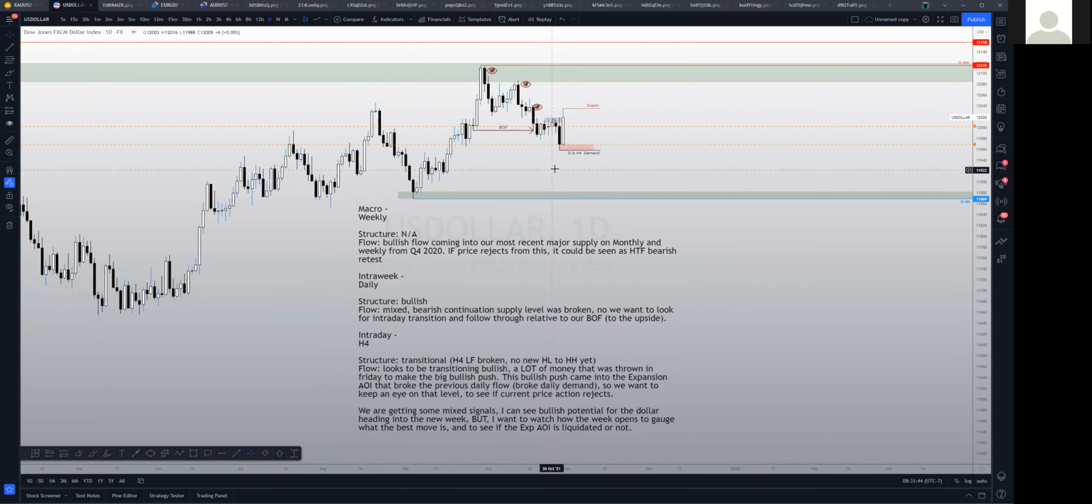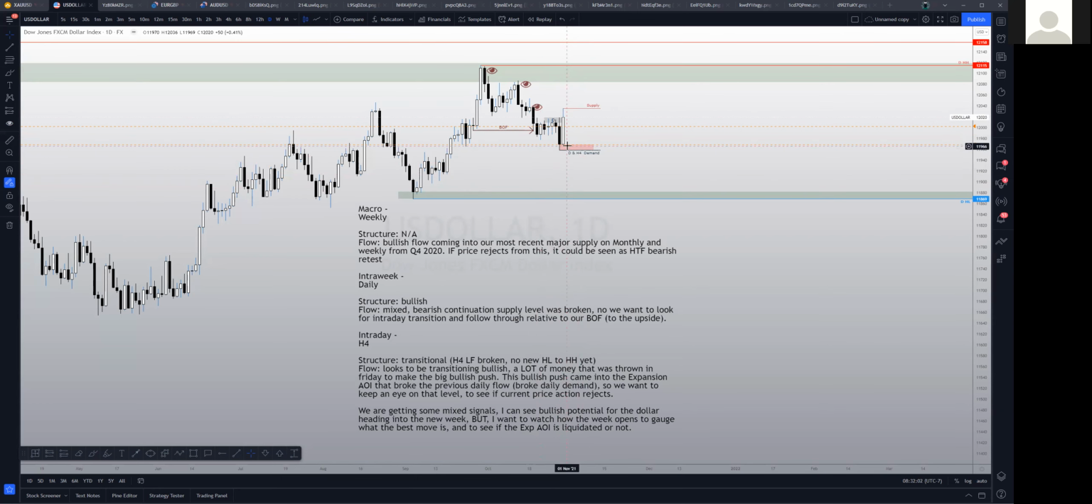So essentially, this supply was broken by Friday's price action. Buyers stepped in a real big way. One of two things happens. One, they stick to their guns, we get a transition, buyers take control. That's going to look like a 4-hour transition after this big pump to the upside.